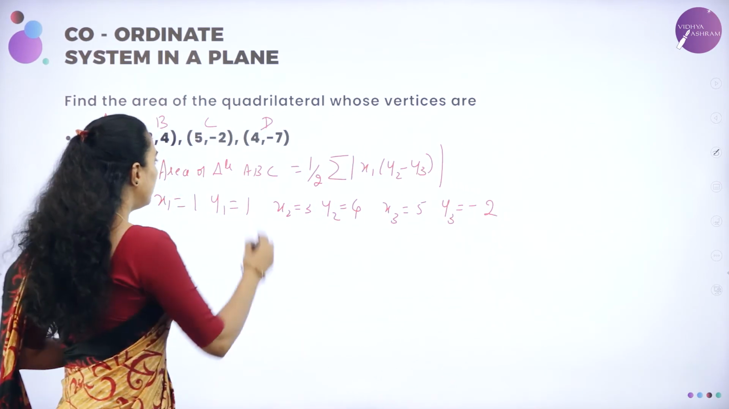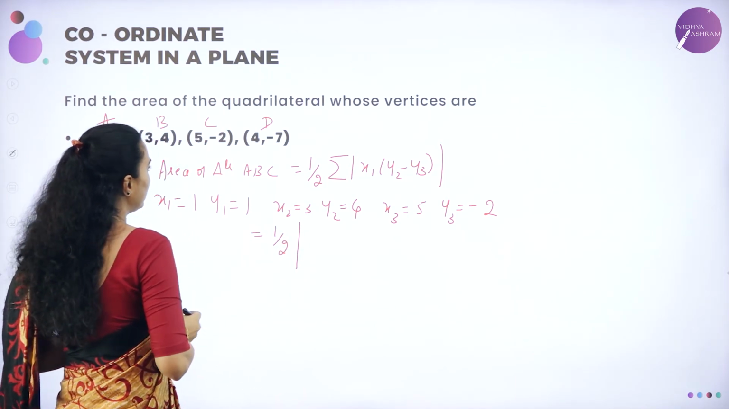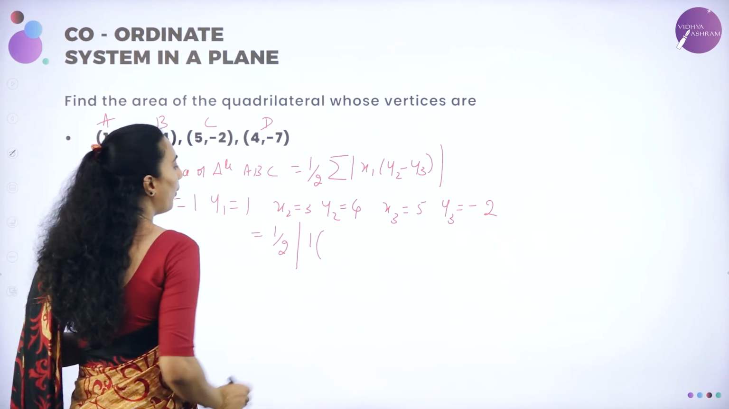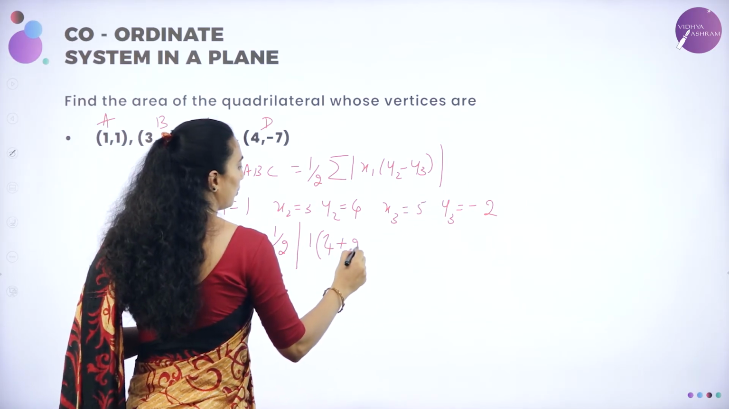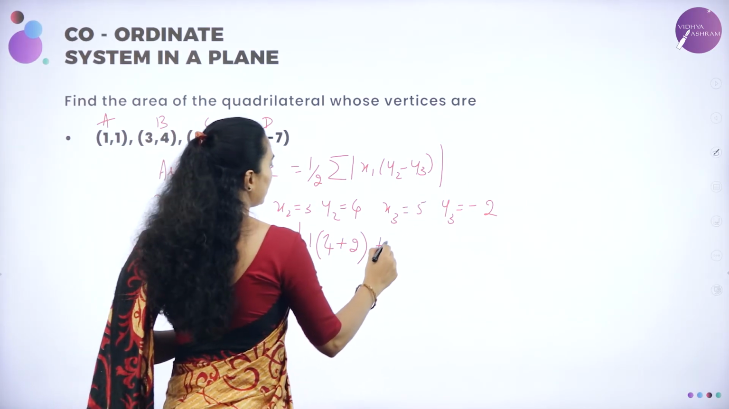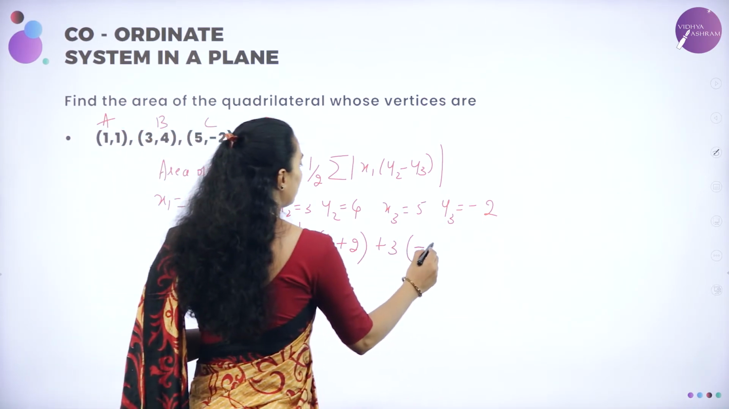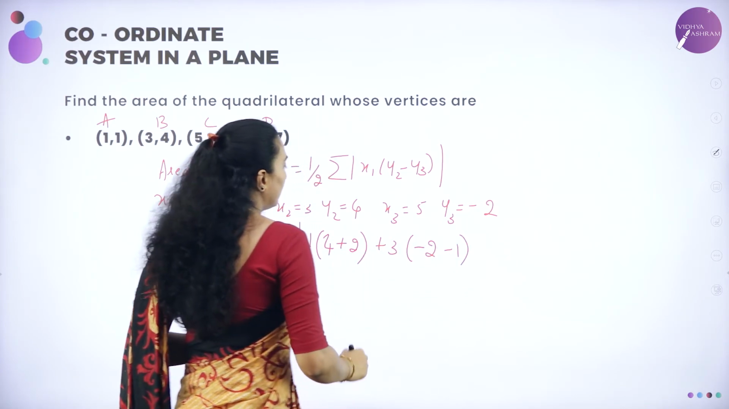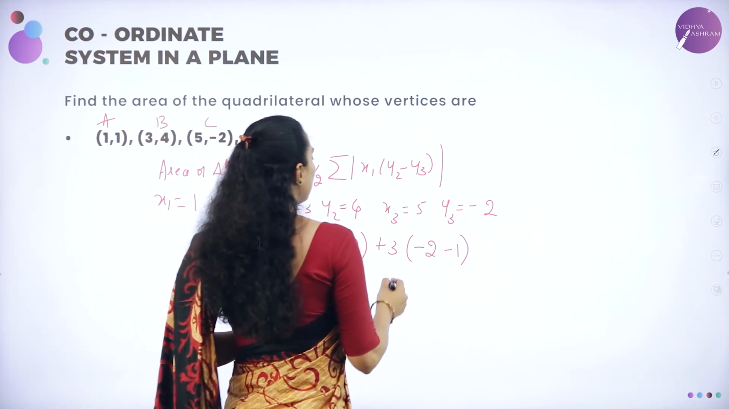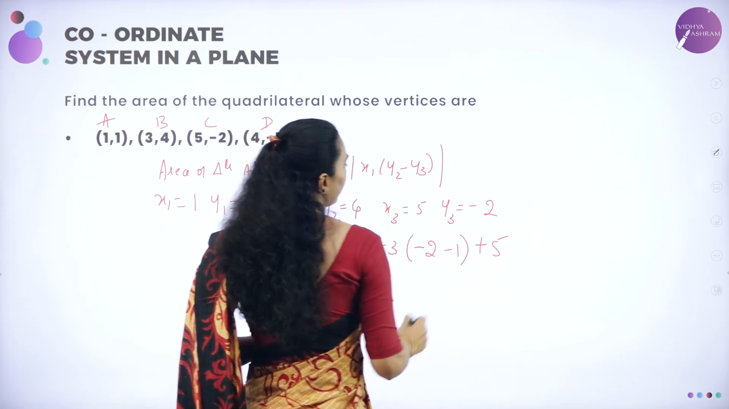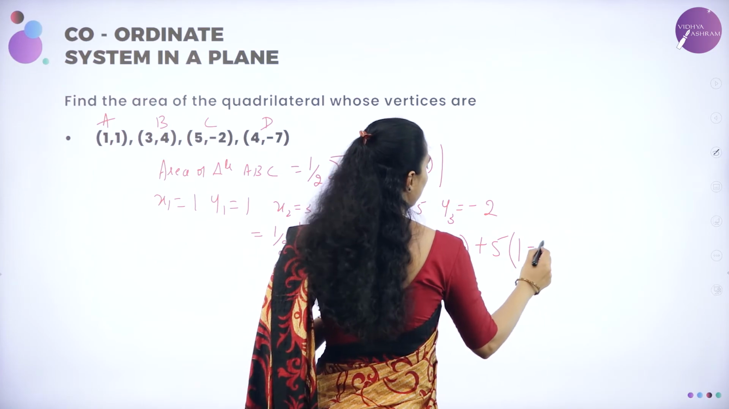Correct? Substituting in the formula, you are going to have half into modulus of x1 value. What is x1 value? x1 is 1 into y2 minus y3. y2 minus y3 is 4, minus of minus 2 is plus 2, plus x2 value is 3 into y3 minus y1. y3 is minus 2, y1 is minus 1, because plus 1 is there, minus will come here, plus into minus is minus. Again, x3 value is 5 into y1 minus y2. What is y1? y1 is 1, minus y2 is 4.